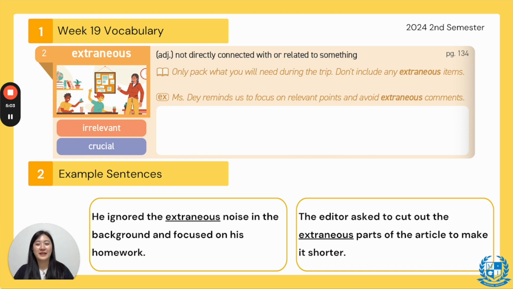Now let's look over here. It says he ignored the extraneous noise in the background and focused on his homework. So he was trying to silence all of the extra noises that he was hearing and instead just focus. The next sentence, it says the editor asked to cut out the extraneous parts of the article to make it shorter. So at MI we always say write longer, add more details. But here in this sentence, it's saying cut it out. We don't need all those because it's extraneous. It's not really connected to it.